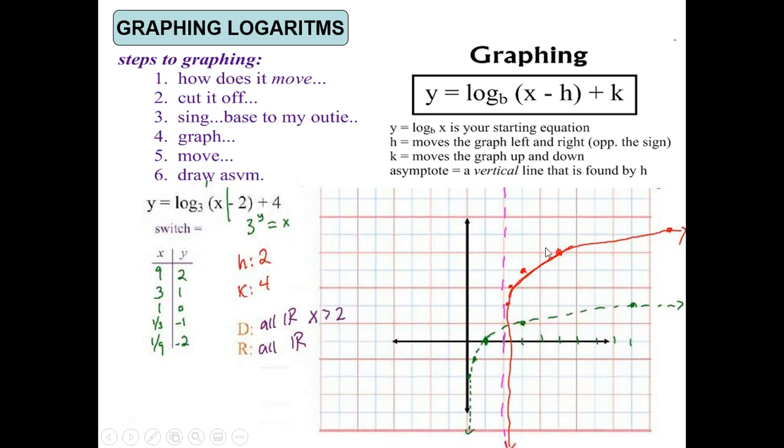So my final answer is going to look like the red curve. So I'll give you a second or two to jot that down. All right. You can come back and check this out if you want to.